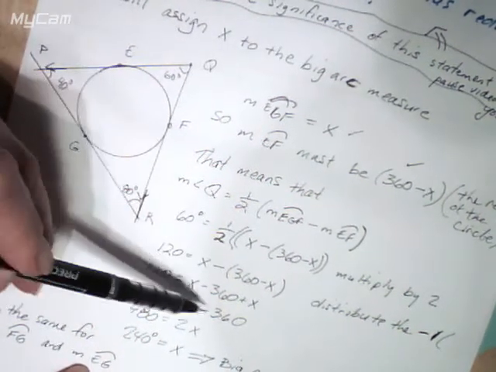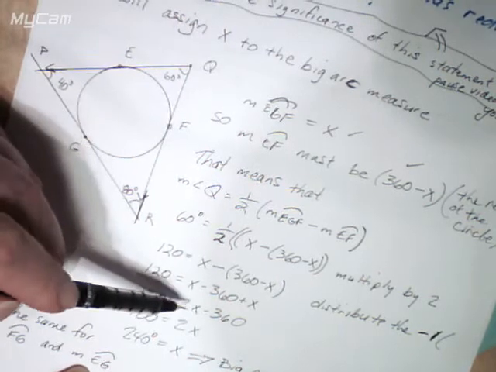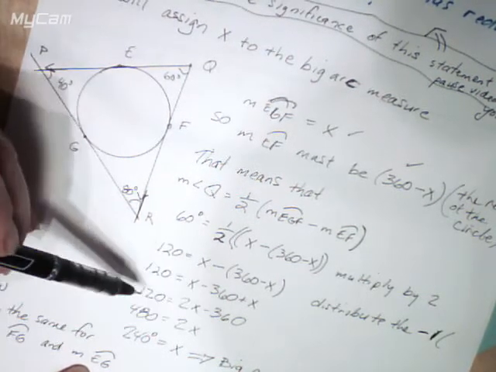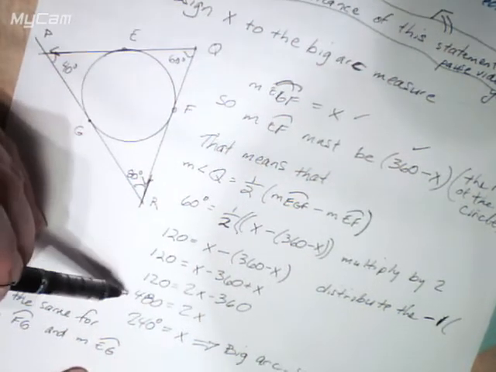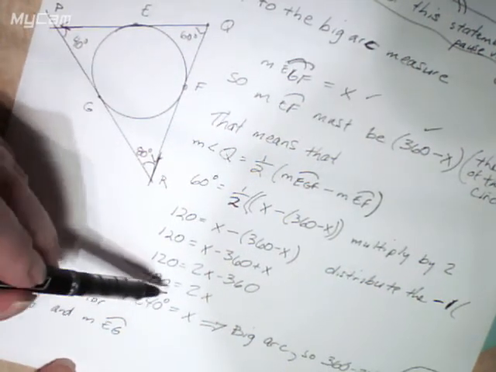Now, I'm going to add my X's together. 120 is 2X minus 360. I add 360 to both sides. Here I am. And I divide by 2.